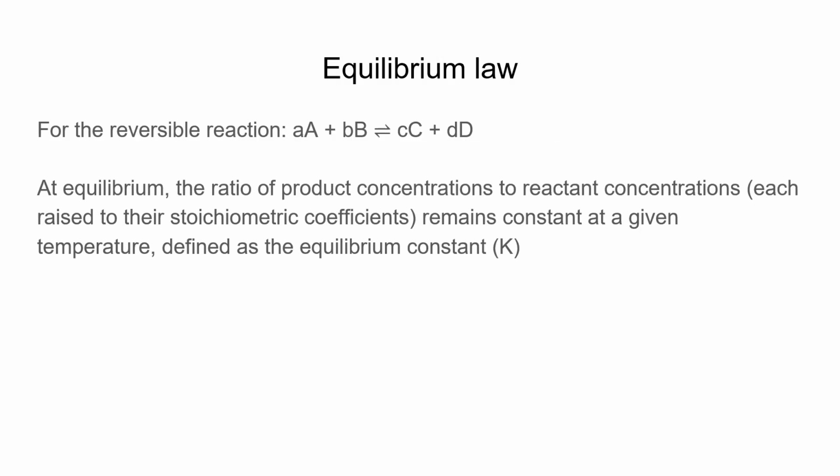Alright, so let's start with the first learning objective, which has to do with equilibrium law. So let's start with a hypothetical reversible reaction, which is a moles of A plus b moles of B gives c moles of C plus d moles of D. So here, clearly, the uppercase A and B are our reactants, and the uppercase C and D are our products. And all the lowercase letters that you see here are stoichiometric coefficients that we use for balancing a chemical equation.